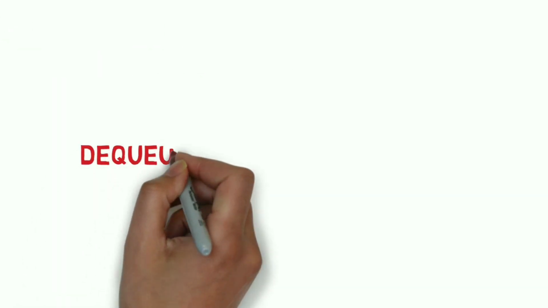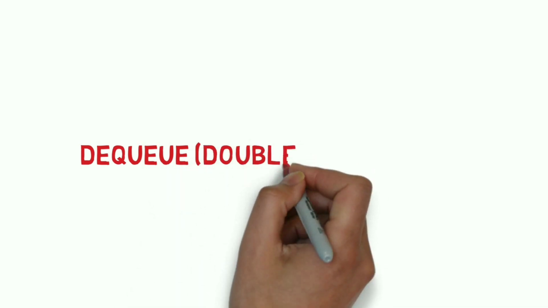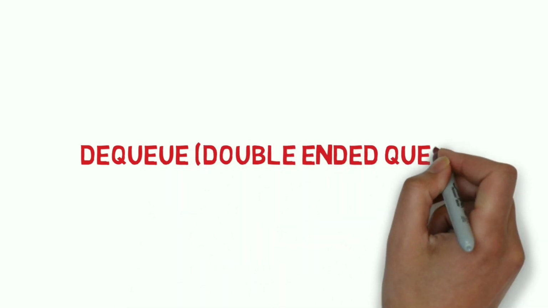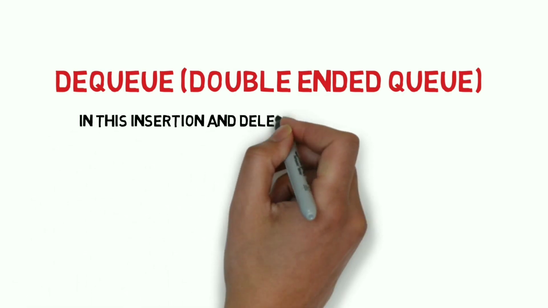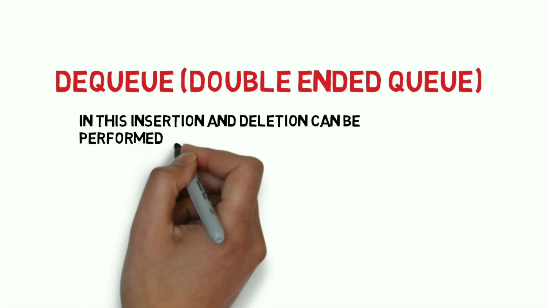Hello students, today we will see the concept of DEQueue. DEQueue stands for double-ended queue. Now, if you want to insert and delete from both sides of a list, then we have to use the concept of DEQueue. That is, insertion and deletion can be performed from both ends.